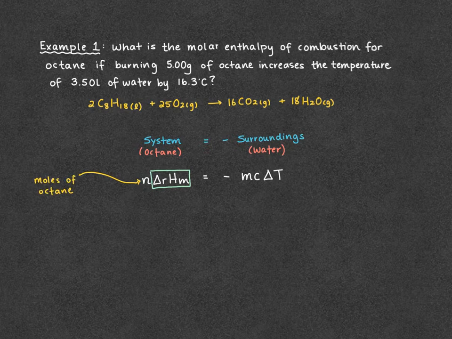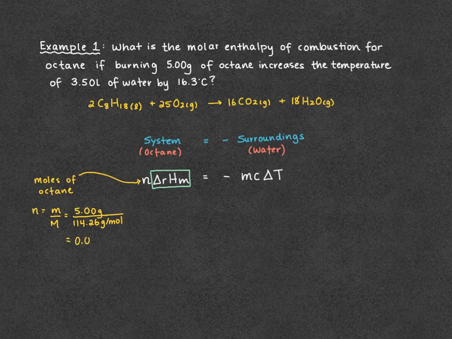Now we need to actually solve for this. So moles is going to equal mass over molar mass. The mass of octane is 5.00 grams, and the molar mass of octane is 114.26 grams per mole. So this gives us 0.0438 moles. I've written this number down rounded, but while you're doing this math, don't round. Input the entire number from your calculator into the next step of the calculation. Okay, so we have n.